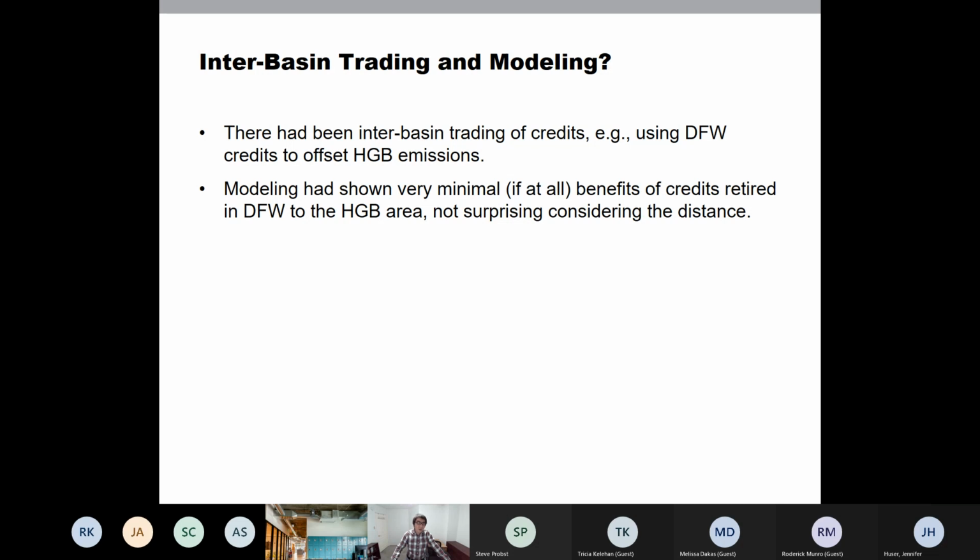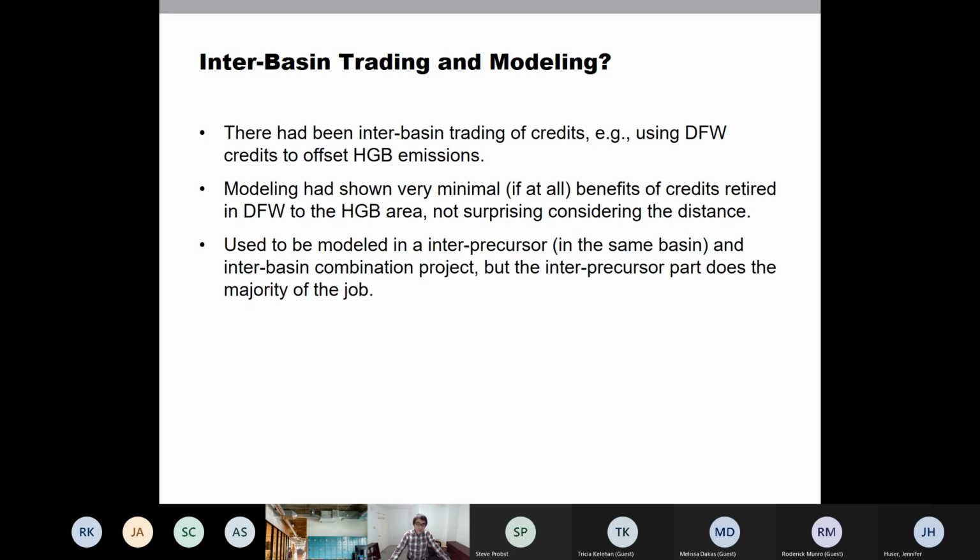And the model actually showed very minimal benefits, if at all, from credits retired in DFW to the Houston-Galveston-Brazoria area. It's not surprising, considering the distance. And that was before the first less-than-1 NOx to VOC ratio was approved. By that time, TCEQ and the EPA were not very comfortable with retiring less NOx for VOC.